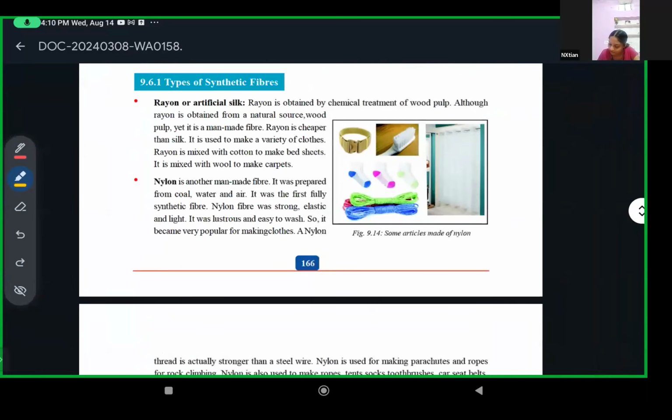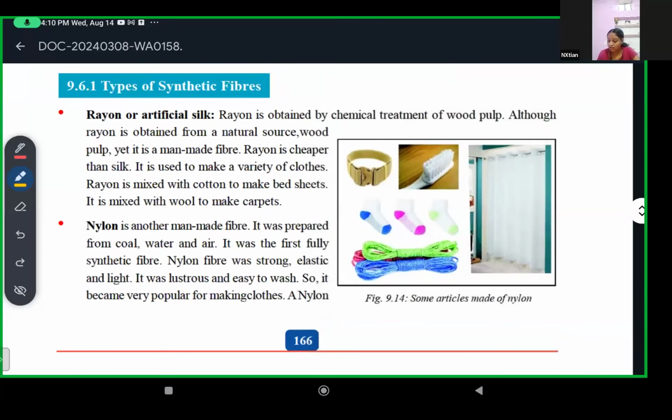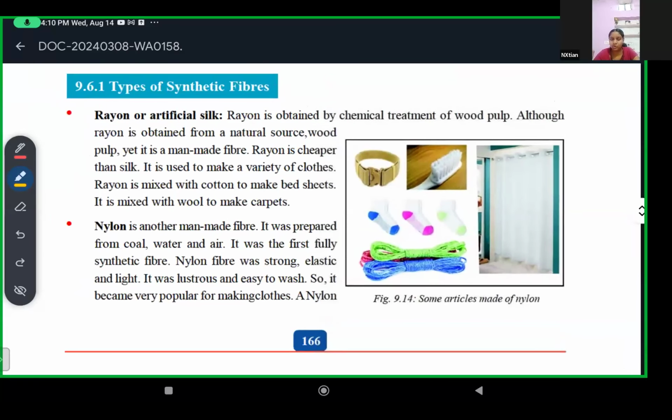So let's talk about what's rayon. Rayon is obtained by chemical treatment of wood pulp. You guys must have been thinking that it's obtained from wood pulp, so how can it be a synthetic fiber? Well, because it's obtained from wood pulp, but it's treated using chemicals. Okay, chemical substances. That is why rayon is a synthetic fiber or man-made fiber. Although rayon is obtained from a natural source, yet it is man-made.